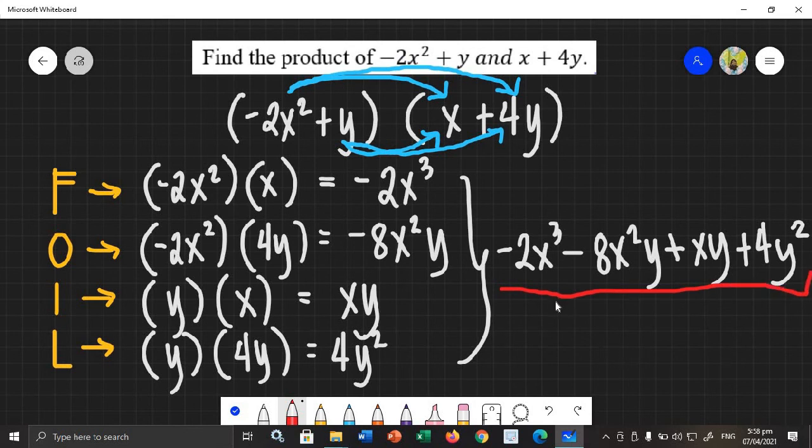The answer is negative 2x raised to the third minus 8x raised to the second y plus xy plus 4y raised to the second power. And that's it. That is how you multiply polynomials.